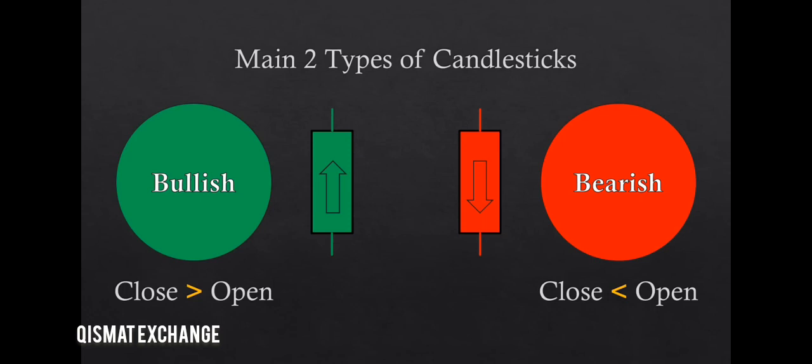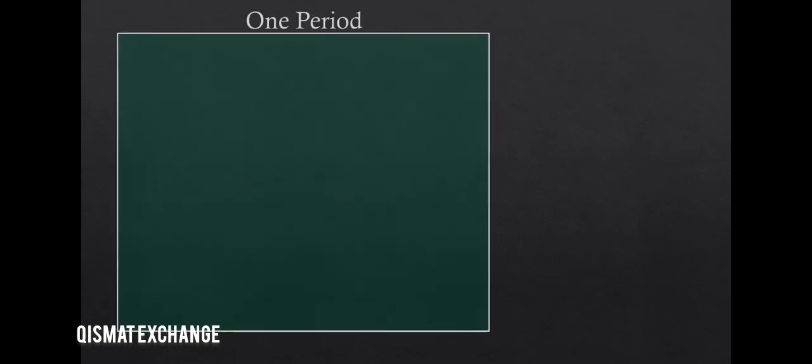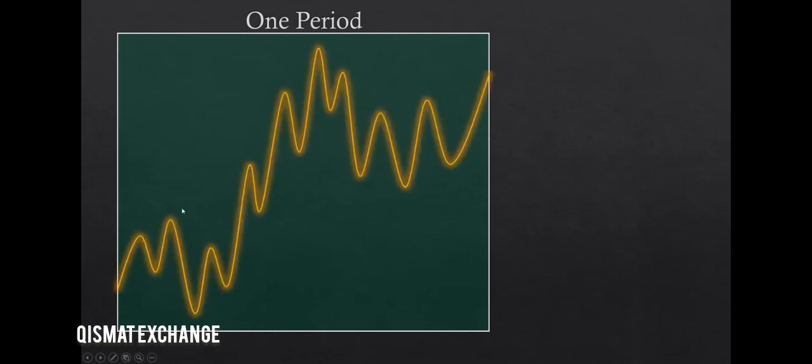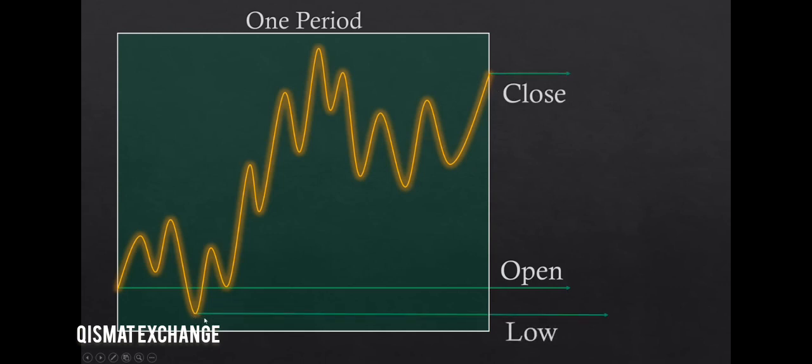Let's take the example of a bullish candlestick first. Imagine that we are looking at the 1 hour time frame once again. The green box represents 1 hour, and the yellow line represents how price fluctuated within that hour. The opening price is the price at the beginning of the hour. The closing price is the price at the end of the hour. The low is the minimum price that the market reached within the hour, and the high is the maximum price that the market reached within the hour. This is where the four prices come from.